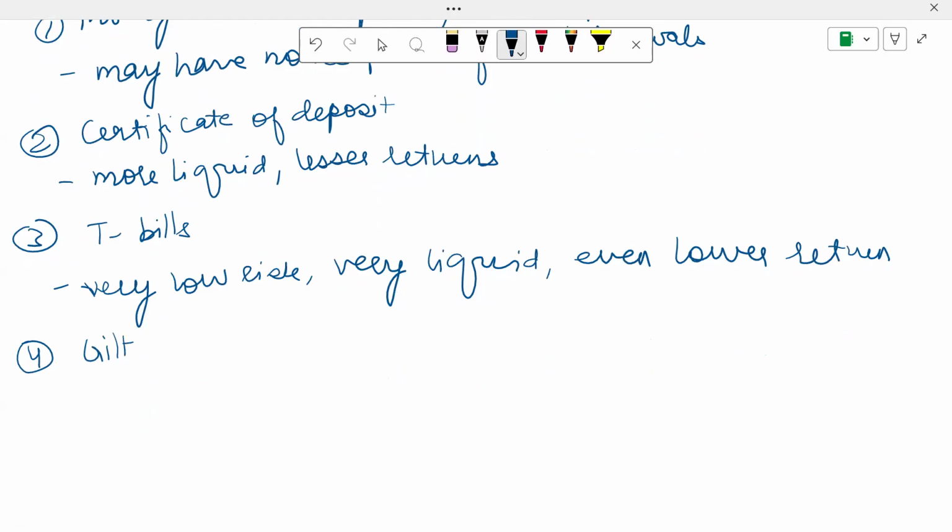Then there are also gilt-edged securities. These are nothing but government securities. These are long-term versions of treasury bills.